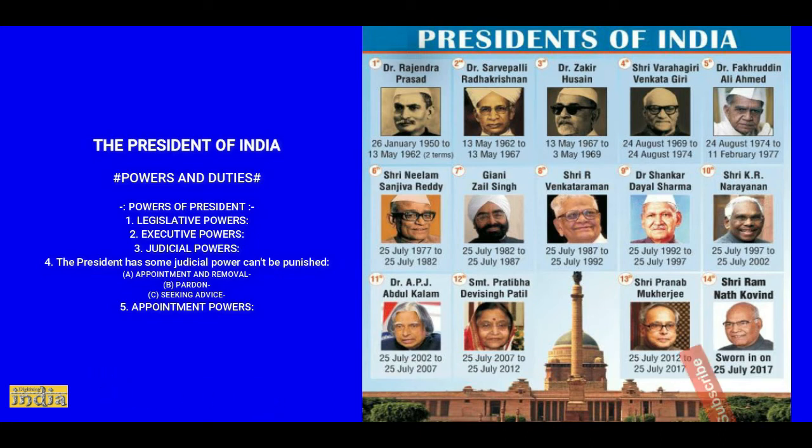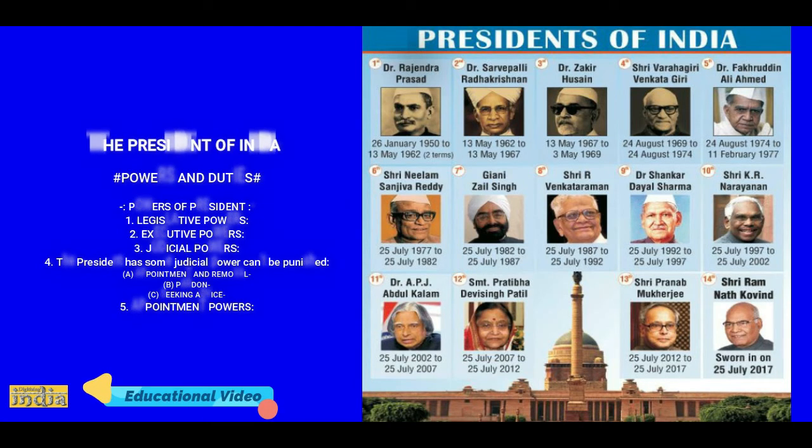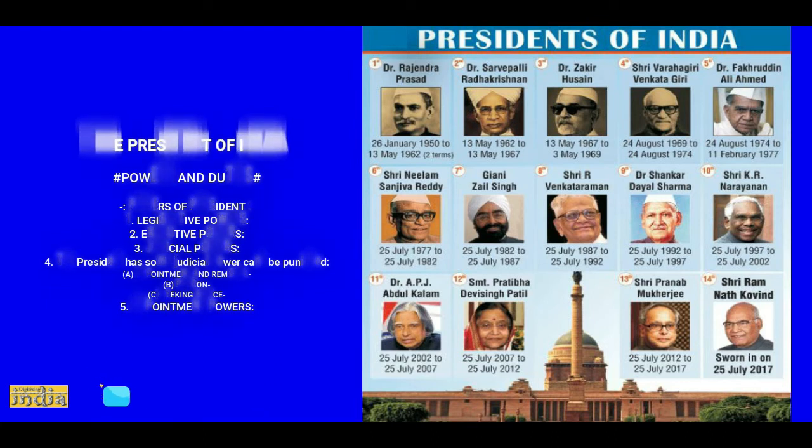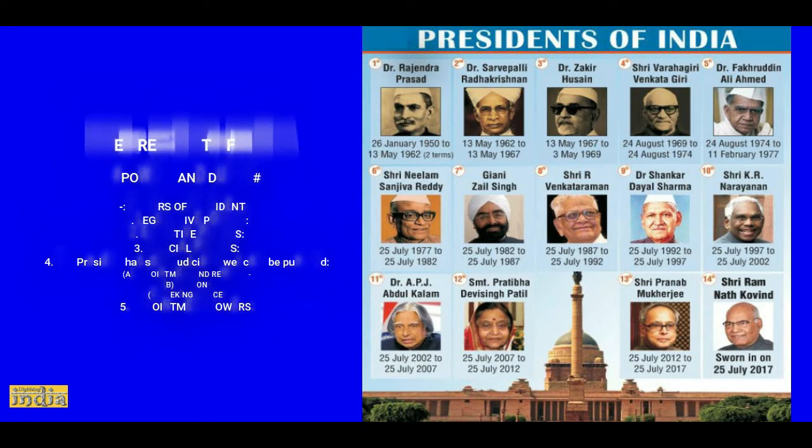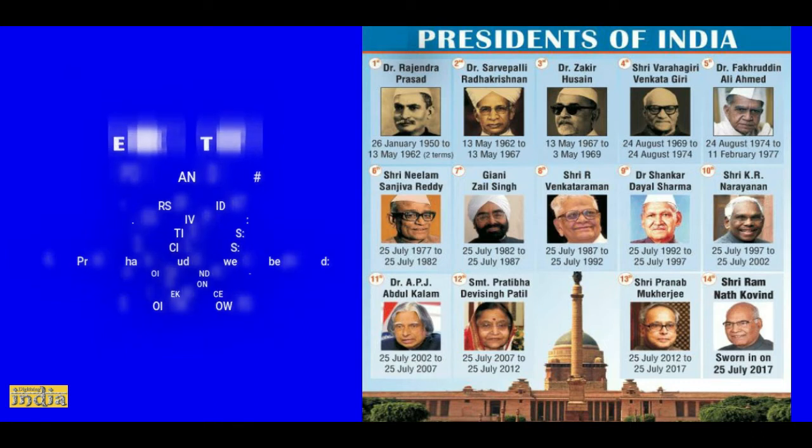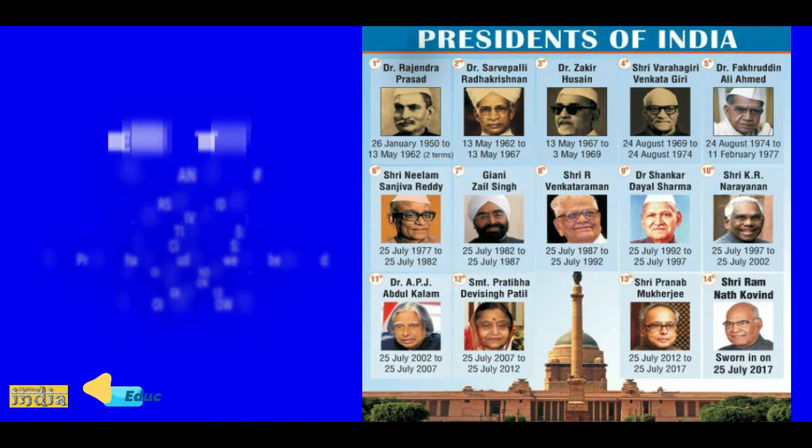Number 3. Judicial powers. The President of India grants pardons, reprieves or remissions of punishment to any person who has been convicted by a court of law. 1. The President plays an important role in the financial administration of the country. He is the fiscal head of India. His duty is to ensure its financial stability. He causes the annual budget to be placed before the Parliament. Without his recommendation, no money bill can be introduced in the Lok Sabha.